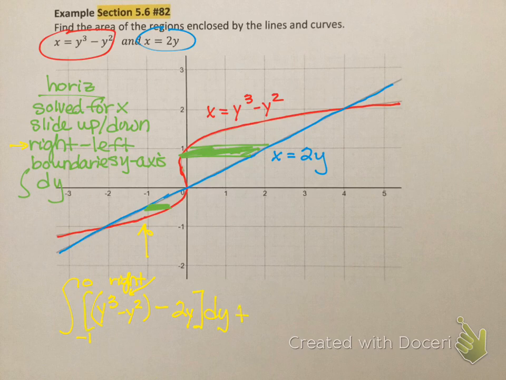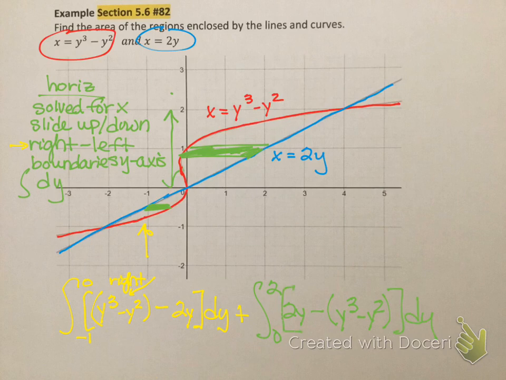Plus, need to add my green integral here. I am sliding, okay, do you see I'm sliding here up and down from 0 to 2. Right curve is the blue one right here. It's 2y. Minus left curve is y cubed minus y squared, dy.